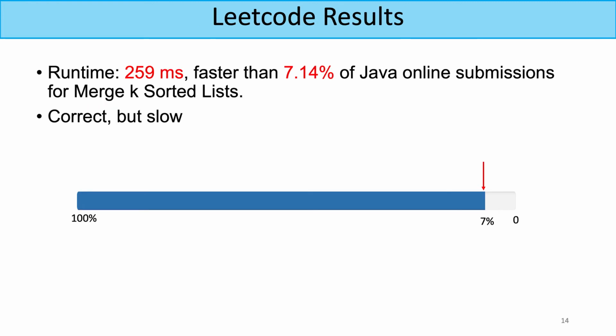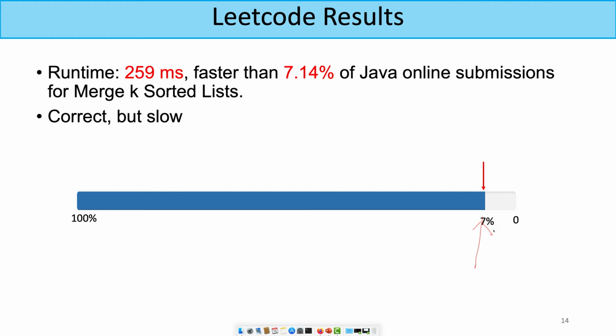If you submit to Leetcode, it passes all the tests, but it says this code is faster than 7% of Aussie people. This is correct, but slow. We are right here. It means we're only better than 7% of people. Anytime you find yourself in the bottom 10%, that is not good. So this is not acceptable. We want to improve this code.